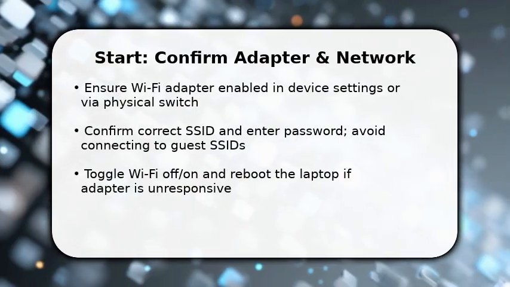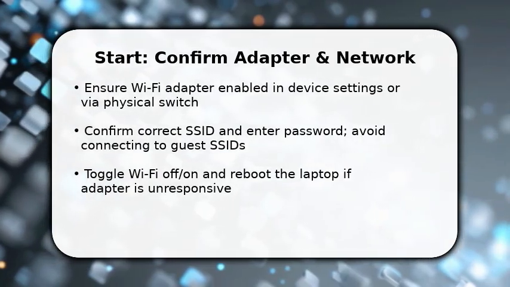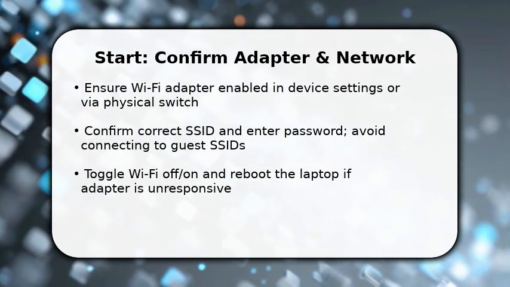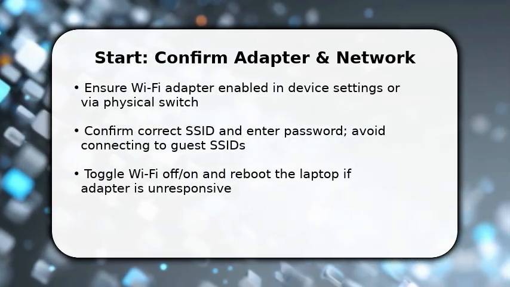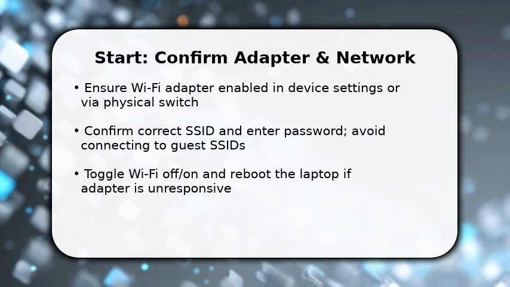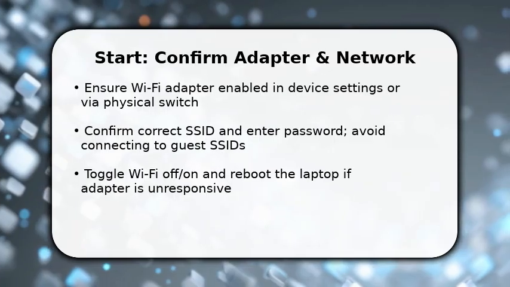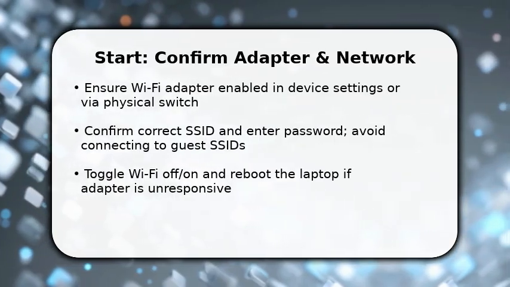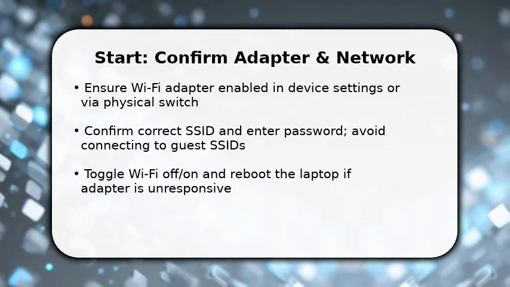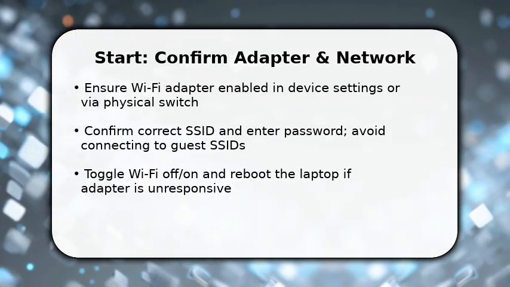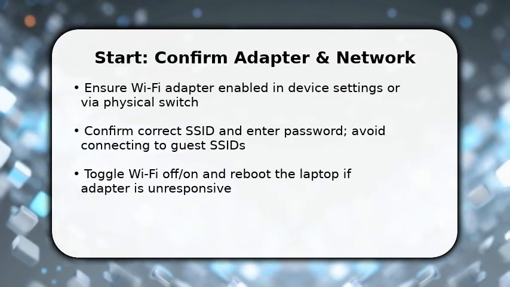You're starting by verifying the essentials so we don't chase ghosts. First, make sure your laptop's Wi-Fi adapter is enabled in settings or with a hardware switch. If it's off, you won't see networks. Once enabled, confirm you're selecting the correct SSID and enter the password carefully. If networks appear but won't connect, toggle Wi-Fi off and on, then restart the laptop. This clears temporary driver glitches and renews the radio, which often fixes the majority of simple connection failures.